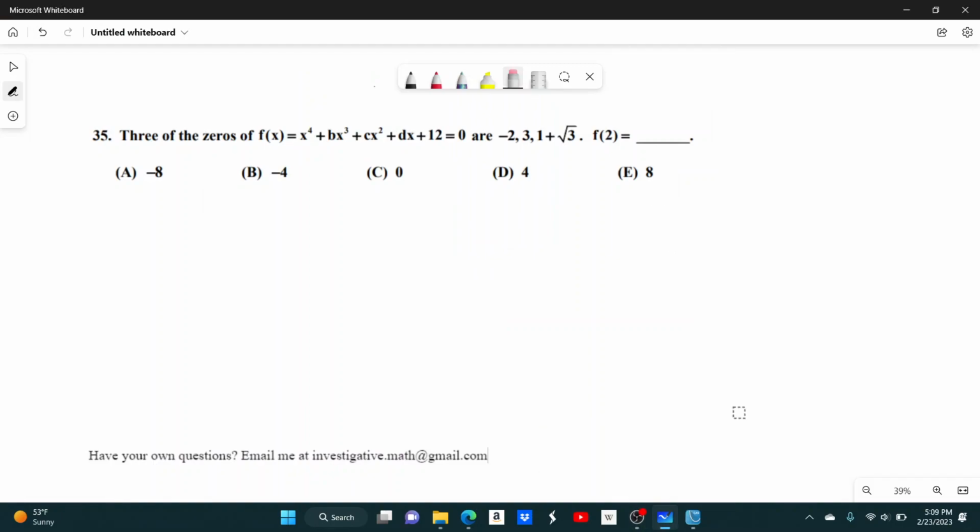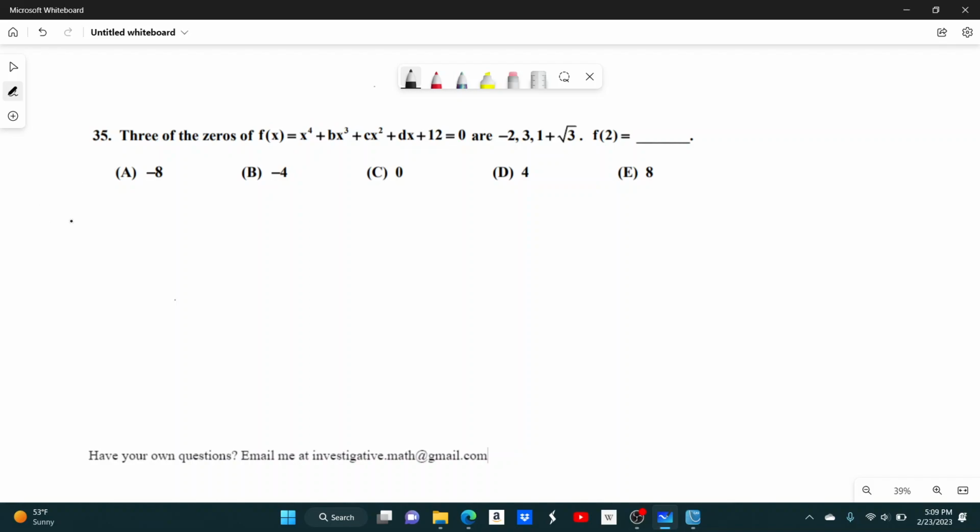Number 35. Three of the zeros of f(x) = x^4 + bx^3 + cx^2 + dx + 12 = 0 are -2, 3, and 1 + √3. f(2) equals what? So if we could just find the fourth root of this polynomial, then we could use factoring to figure out what the actual polynomial is.